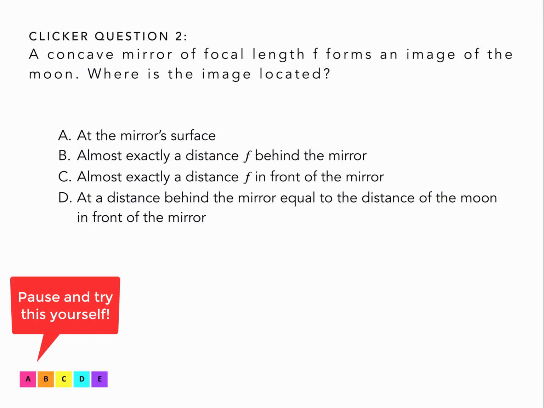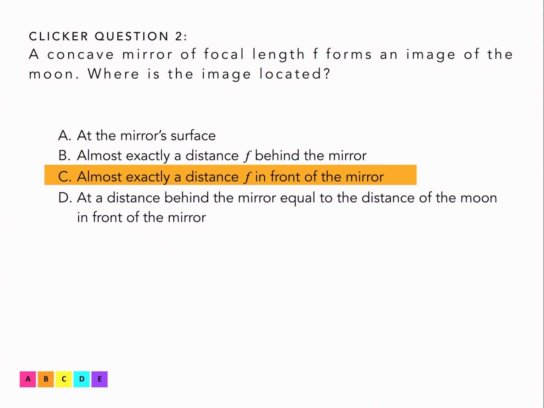Here's a clicker question. If a concave mirror of focal length f forms an image of the moon, where is the image located? Well, because the moon is very, very far away, the rays are basically coming in parallel, and if you have parallel rays, that means they converge at the focal point.